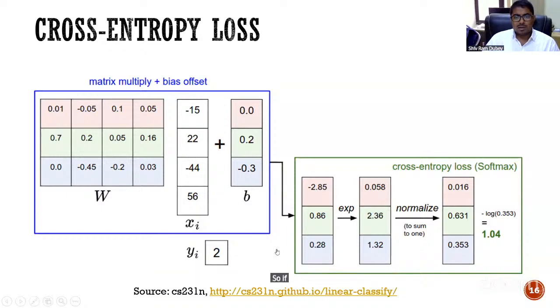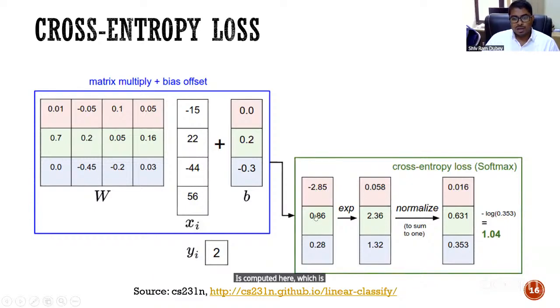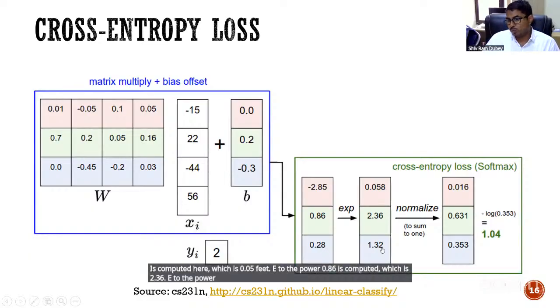So if I compute the class scores for every class, the class score for the cat category comes to minus 2.85, for the dog category 0.86, and for the sheep category 0.28, and my input example comes from the sheep category. Then what does the softmax classifier do? First of all, it projects the class scores into the exponential space. It means e to the power minus 2.85 is computed, which is 0.058. E to the power 0.86 is 2.36. E to the power 0.28 is 1.32. So these are the class scores in exponential space.